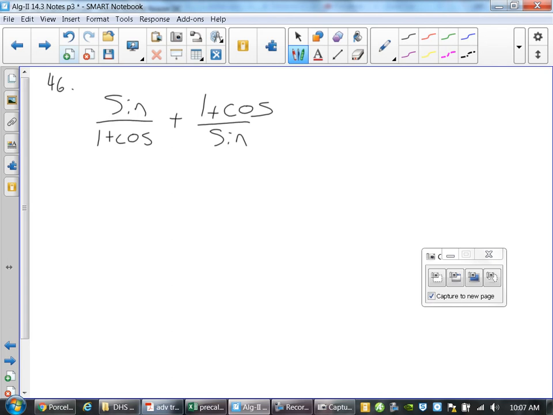What are you going to do? Common denominator. Very good. Start with your common denominator. Write out the common denominator. The fraction on the left needs a 1 plus cosine. It needs a sine. The fraction on the right needs a 1 plus cosine.